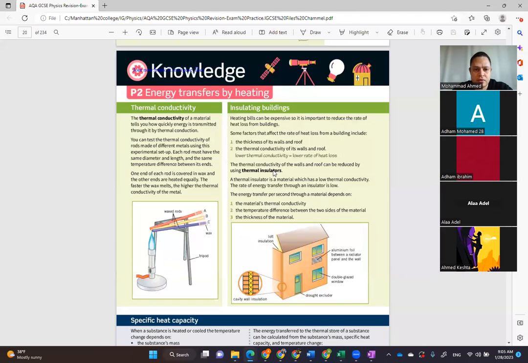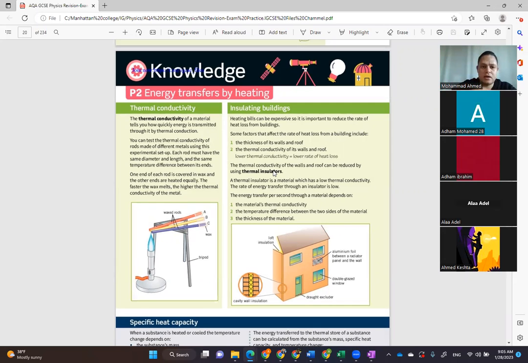So we're going to start with the definition of thermal conductivity of a material. The thermal conductivity of any material tells us how quickly energy is transferred through thermal conduction. So if you have a rod like this, the amount of energy transferred from one side to the other gives you the thermal conductivity. So you can do an experiment to check the thermal conductivity of many materials by having 3 different rods.